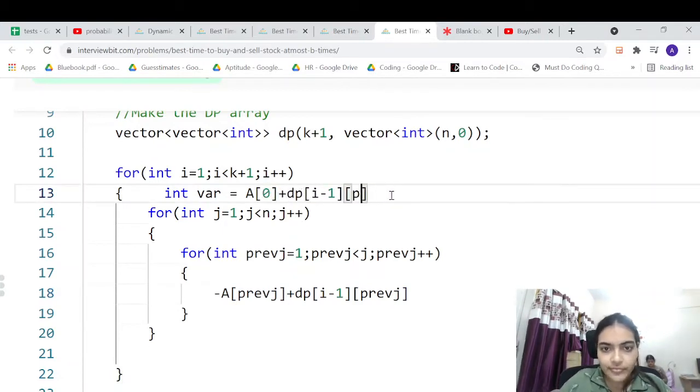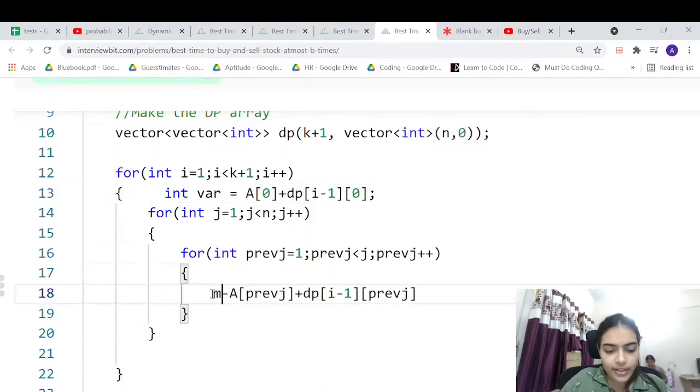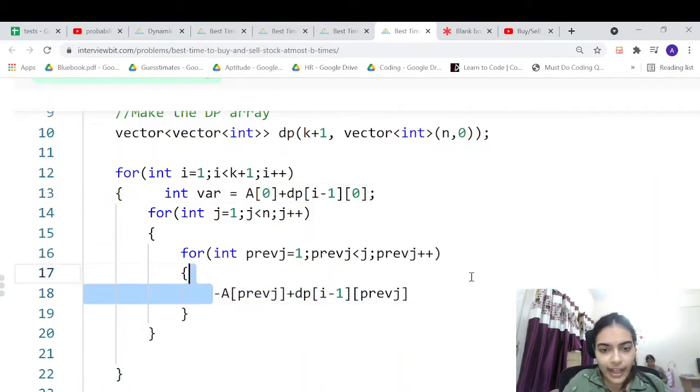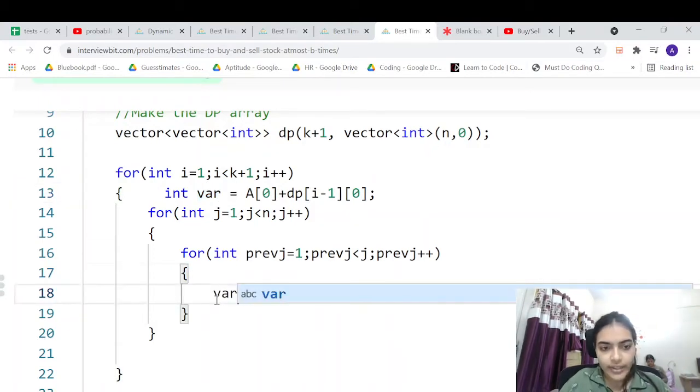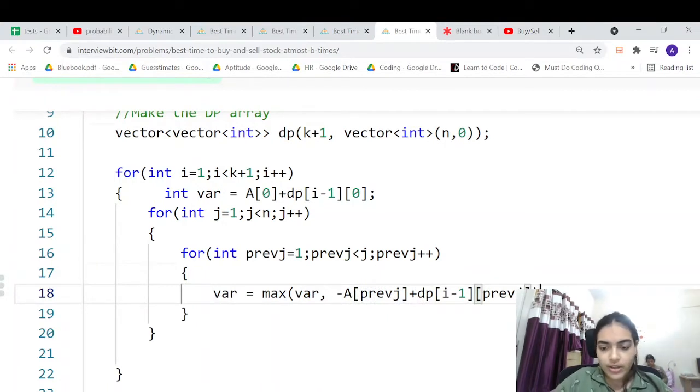So this is the value. Now whenever this variable becomes better than the already stored value, we will change the value of the variable. So basically variable is equal to max of variable comma this value. So at the 0th position we have taken the value of the variable, and whenever it changes, we will change it.